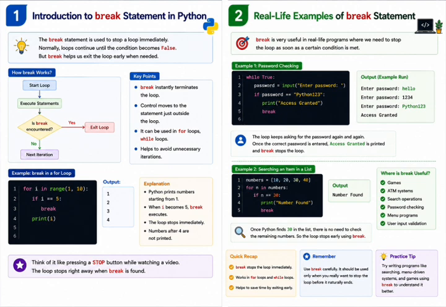Another example, searching for a number in a list. Numbers equals 1, 20, 10, 20, 30 and 40. For any number n in numbers, if n equals 30, print number found and then break. Now the output will be number found. So like this we have another example too. You can see it in slide 2.